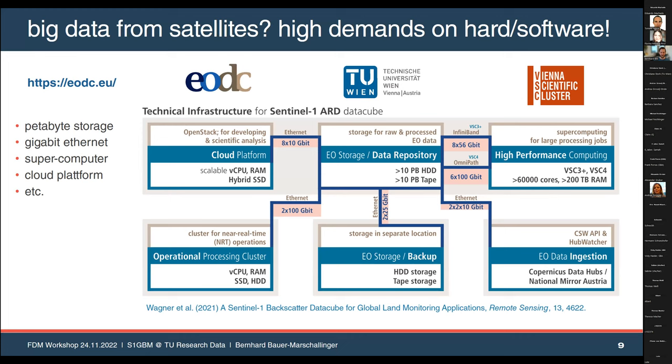And this is now a very busy slide showing the infrastructure we built up together with our partners on the hardware and the software side. I have many buzzwords for you like petabyte storage, gigabit Ethernet, supercomputer, cloud platform. All this was put together by the Earth Observation Data Center, the EODC, ourselves, and the Vienna Scientific Cluster, the big federation of supercomputing facilities from the Austrian universities, where we could do our big processing jobs. And this was all necessary to being able to work with all this data, to make it useful, to get the information from the data.